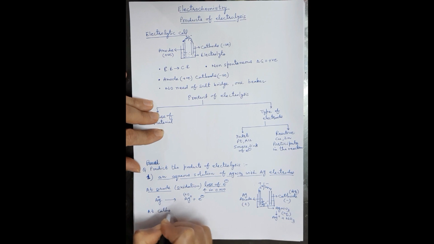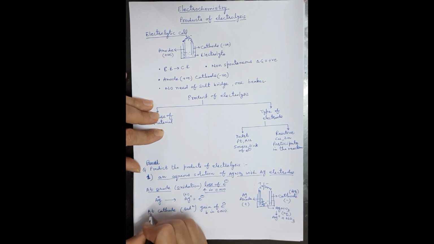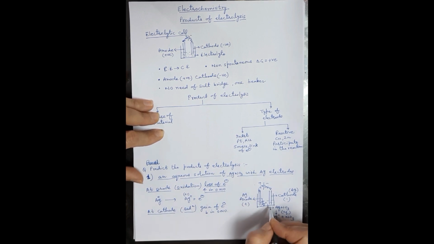If you remember, at cathode reduction occurs. Reduction means gain of electron. We can also say it is decrease in oxidation number of the substance. So what happens at cathode? Reduction. Now silver ions are already present in the solution due to ionization of silver nitrate.